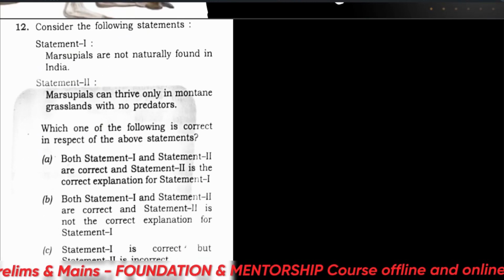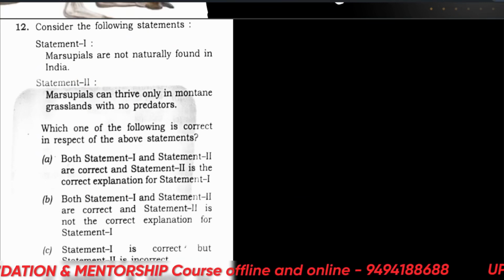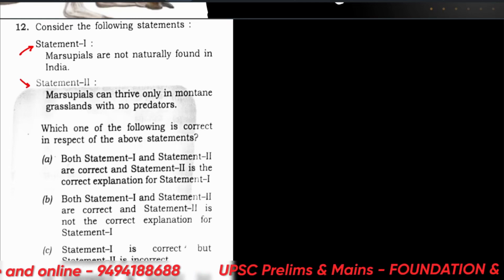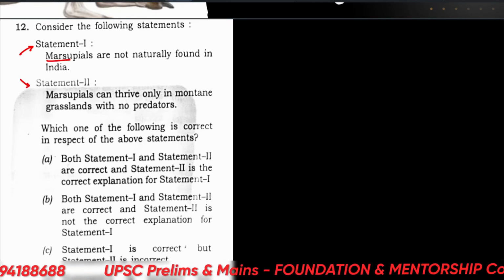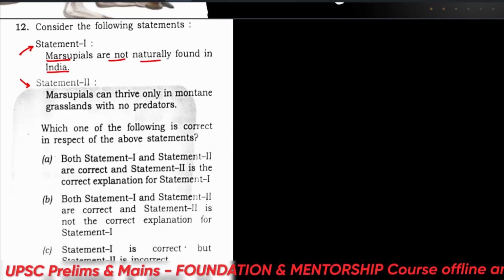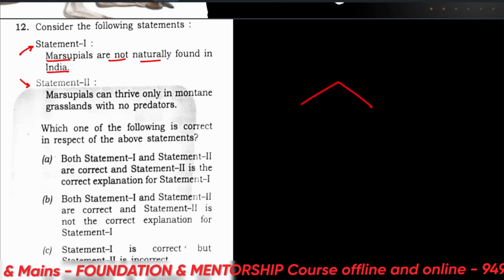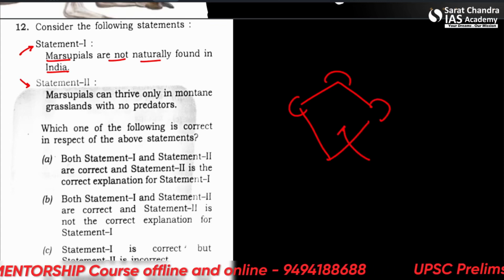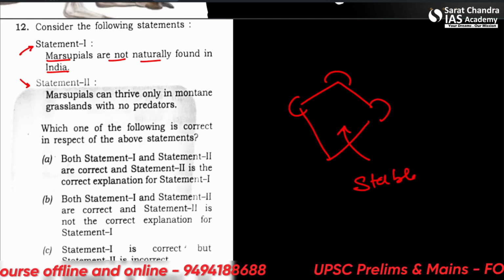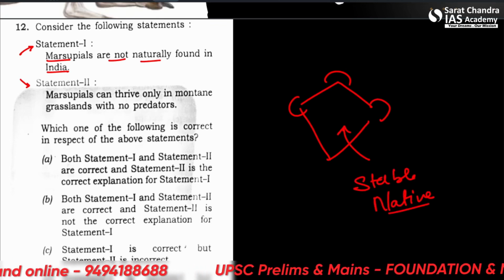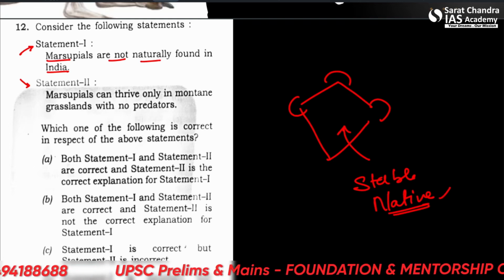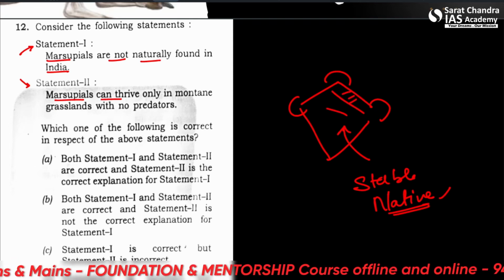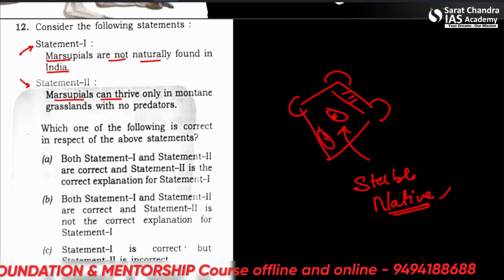Let's consider a question as an example which came in prelims this year. This question asked us to consider two statements, statement 1 and 2. The first statement said that marsupials are not naturally found in India. That means they do not have a stable native population in the Indian subcontinent. The second statement said that marsupials can thrive only in montane grasslands with no predators.